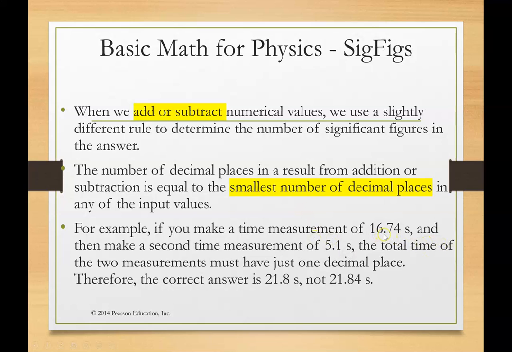When you add or subtract, it depends on the decimal places. So if you're adding 16.74 plus 5.1, there's 2 decimal places here, there's 1 here. So you can only have 1 in the answer. So 21.8 would be correct and not 21.84.